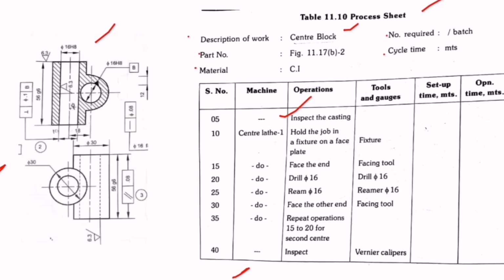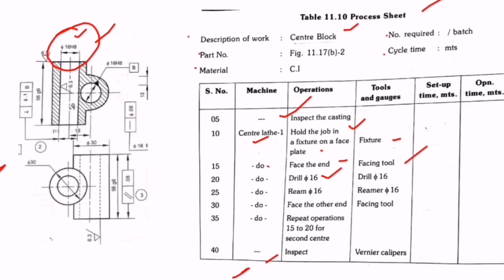For example, first one is inspect the casting. Any process sheet starts with inspection or checking the dimensions. So checking the casting, and the final one is inspection. These two are very important. Next, hold the job in a fixture on a face plate, that is in a center lathe with a fixture. Next, face the end with a facing tool, on the same center lathe. Next, drilling of 16 diameter. Where is 16 diameter? This is 16 diameter.